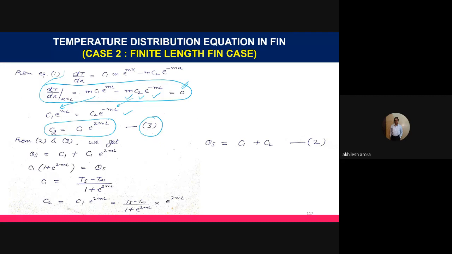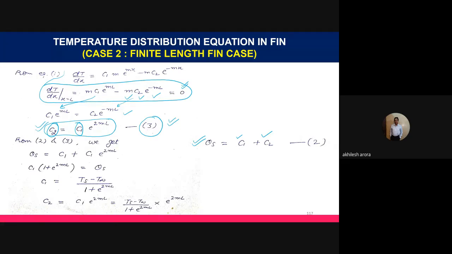So basically I have calculated the value of c2 in terms of c1. Now I can go back to equation number 2. What was equation number 2? Equation number 2 is this one: theta s is equal to c1 plus c2, and this is equation number 3. So now I have two equations with c1 and c2 as two variables. So I can use both these equations and get the values of c1 and c2.